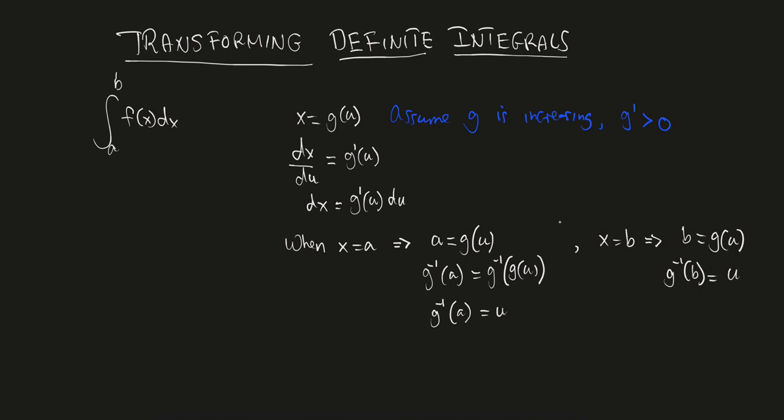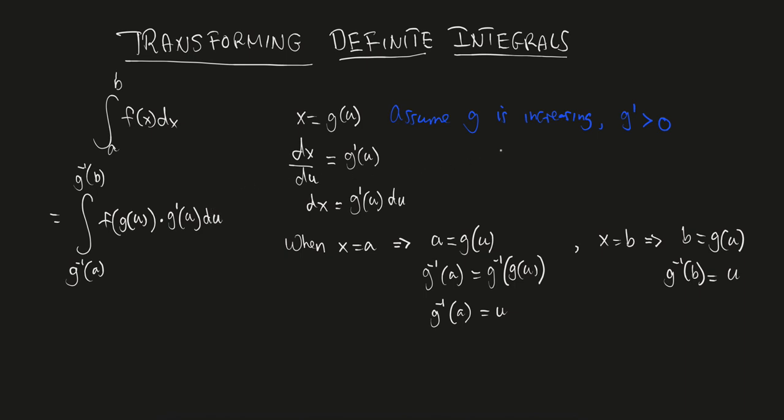So now we've transformed the four things that make a definite integral a definite integral. So first, our limits are g inverse of a as the lower limit and g inverse of b as the upper limit. The integrand is now f of g of u, and then the differential, the dx, now becomes, let me put a times there, g prime of u du, right?